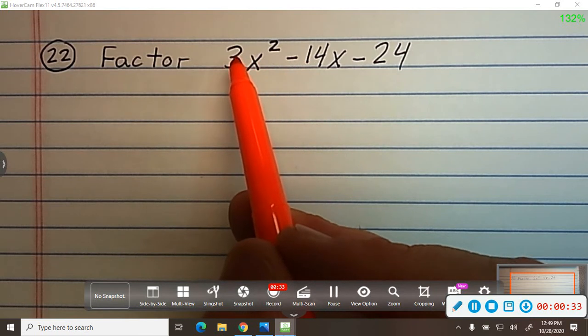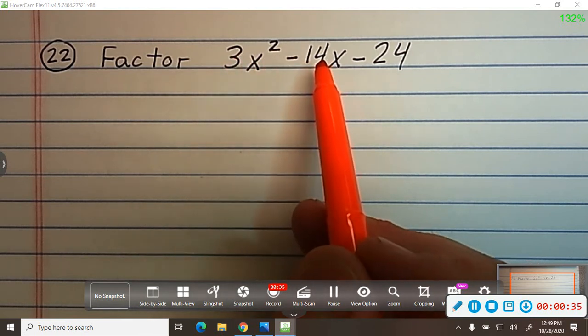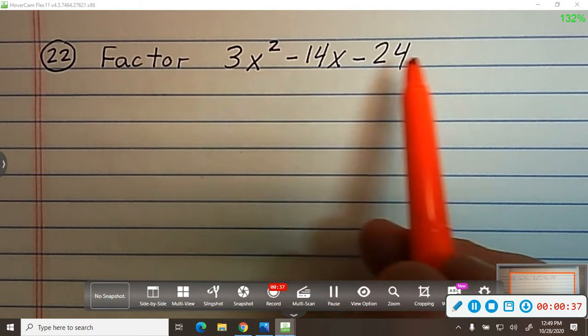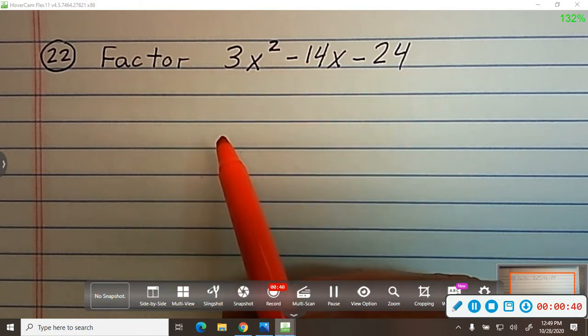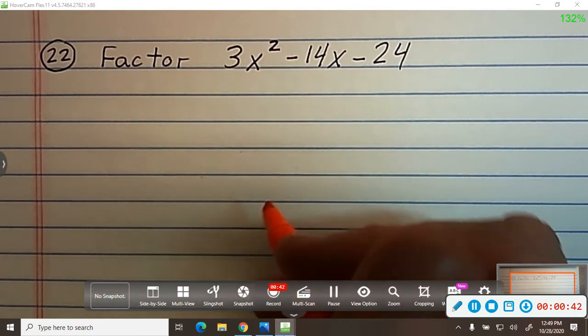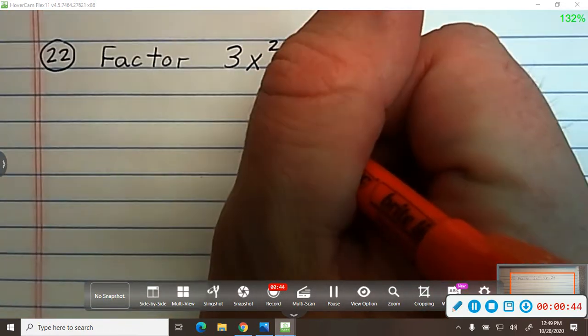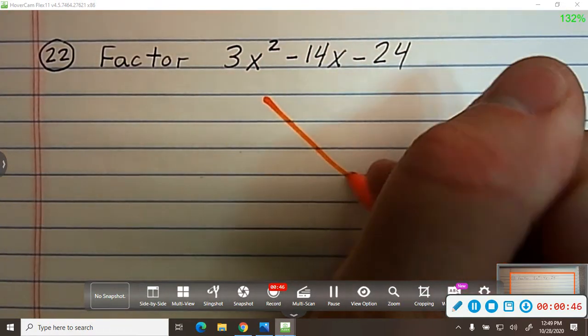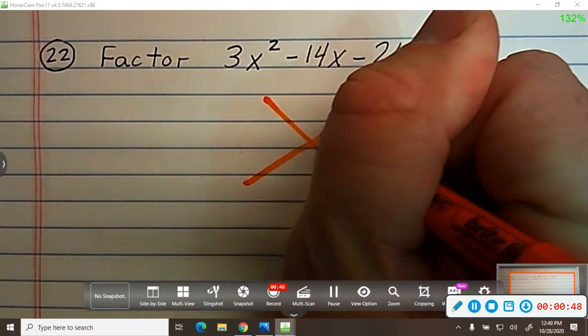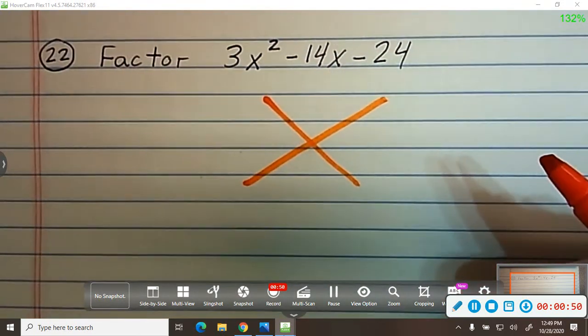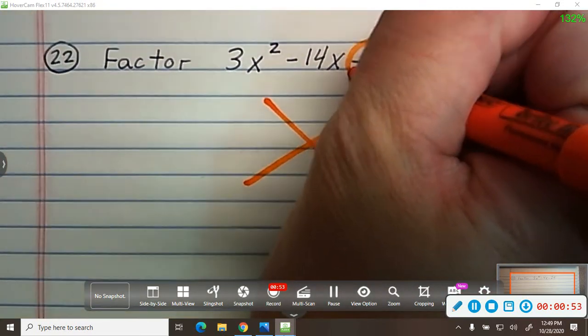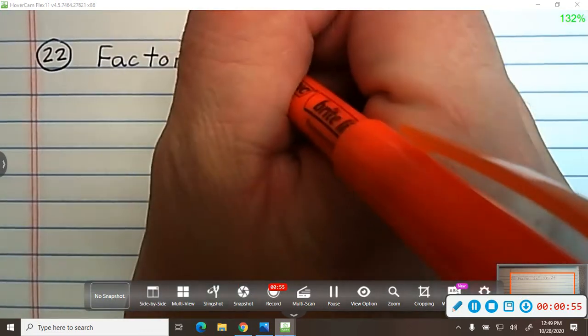So does 3 go into 3? Yes. Does 3 go into 14? No. So this has no GCF. From there, we're still going to make that factor x I taught you about. So what goes on top now is negative 24 times 3.